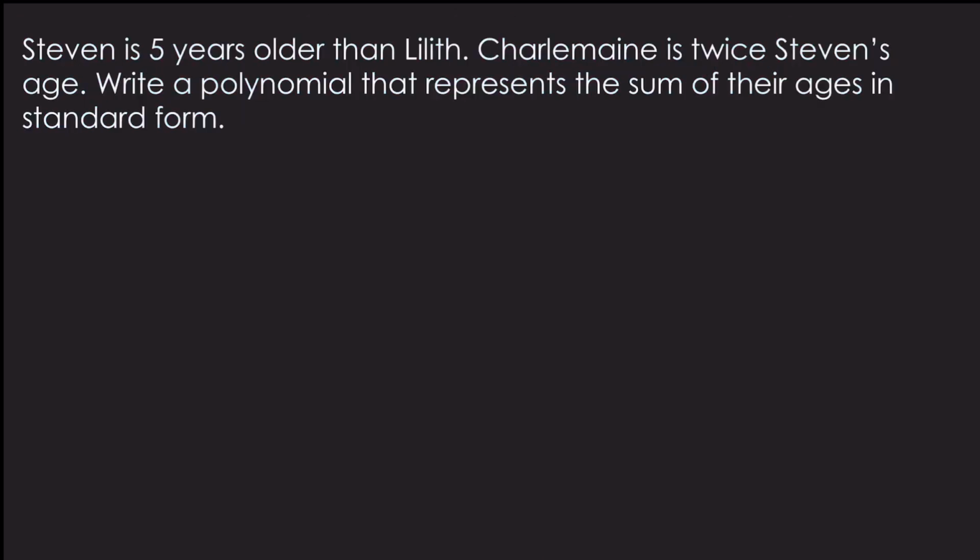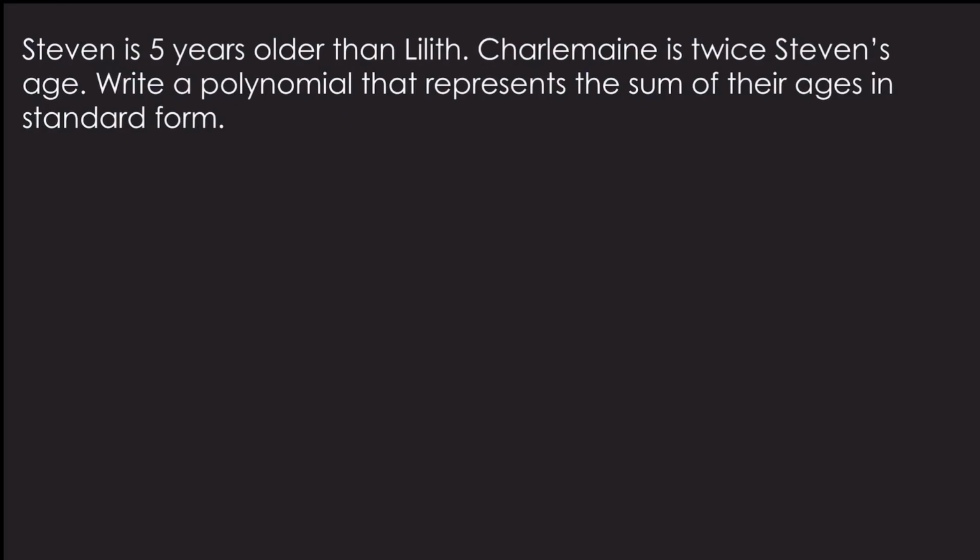So let's take a look here. This one's a little harder, and I'm going to challenge you to pause it. Pause this video now and try this one on your own. I'll read it to you before you pause it, but I suggest trying. Stephen is 5 years older than Lilith. Colmaine is twice Stephen's age. Write a polynomial that represents the sum of their ages in standard form.